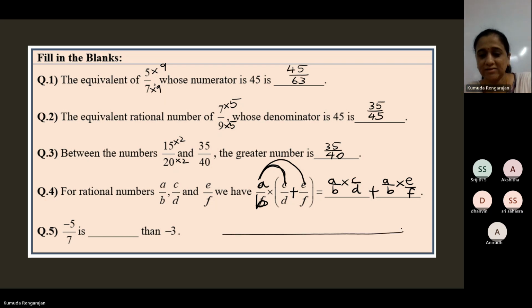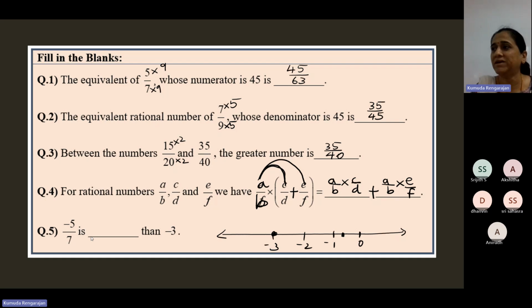Correct. So consider the number line. We have 0 here, -1, -2, -3. This is -3. And what is minus 5 by 7? It's less than -1, meaning it will be here, before -1, right? Yes, okay, ma'am.